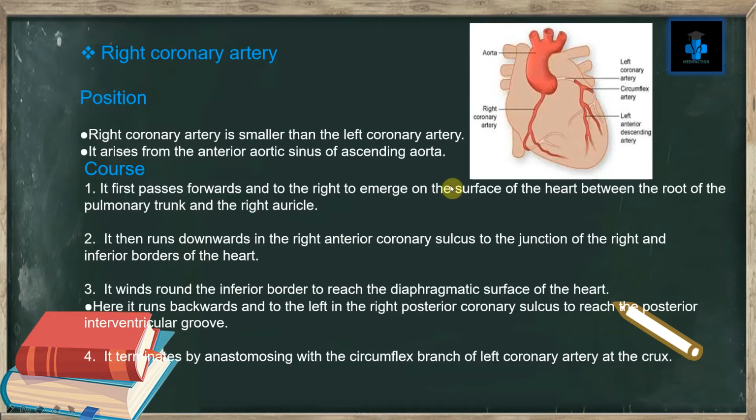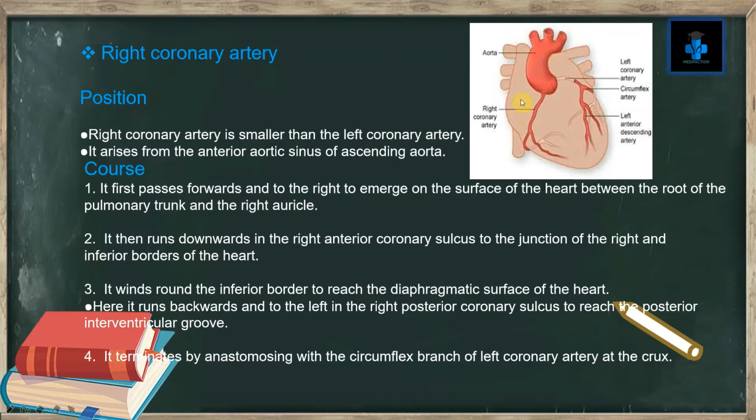First, let's learn about the right coronary artery. Position. The right coronary artery is smaller than the left coronary artery. It arises from the anterior aortic sinus of the ascending aorta. Course. Number 1. It first passes forwards and to the right to emerge on the surface of the heart between the root of the pulmonary trunk and the right auricle.